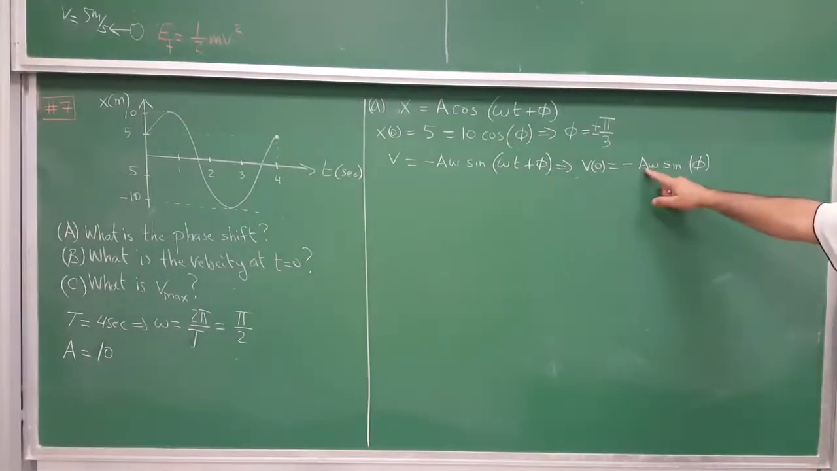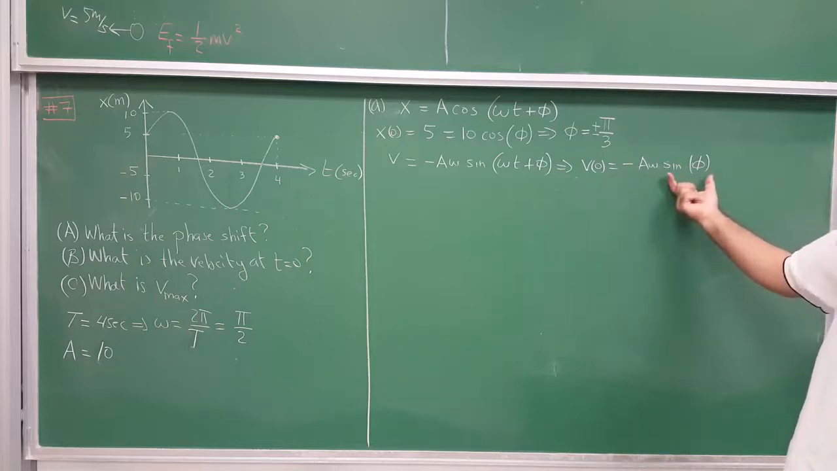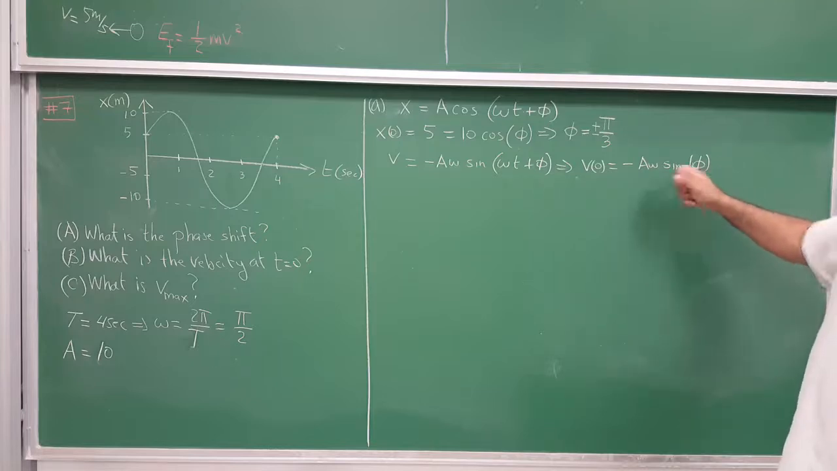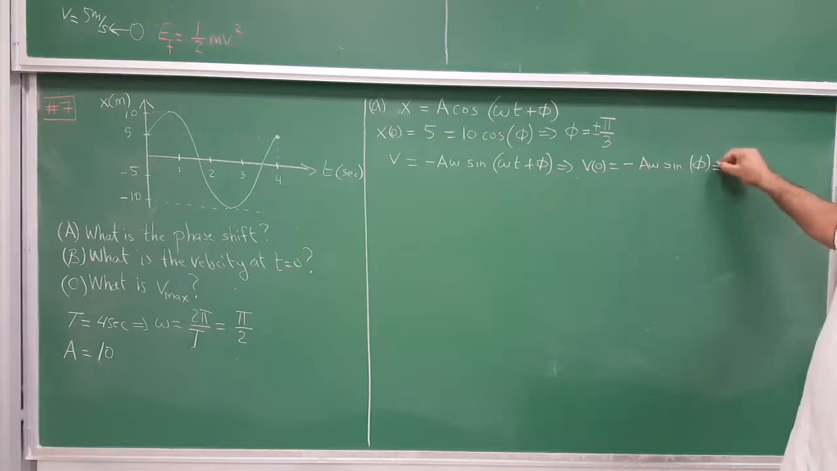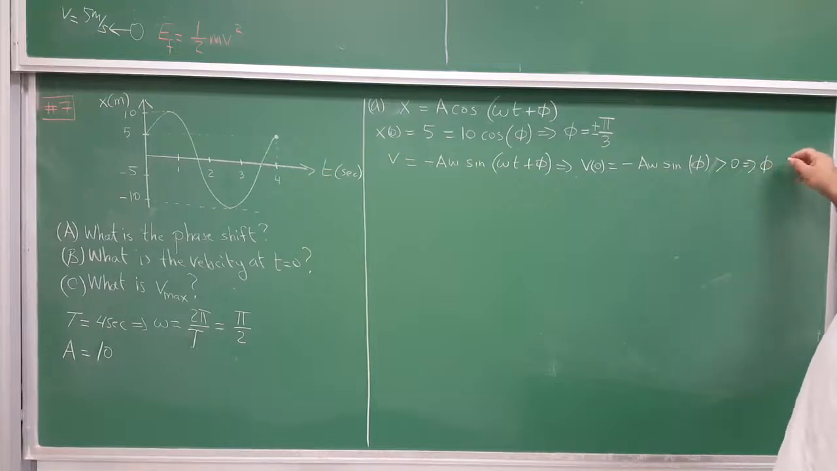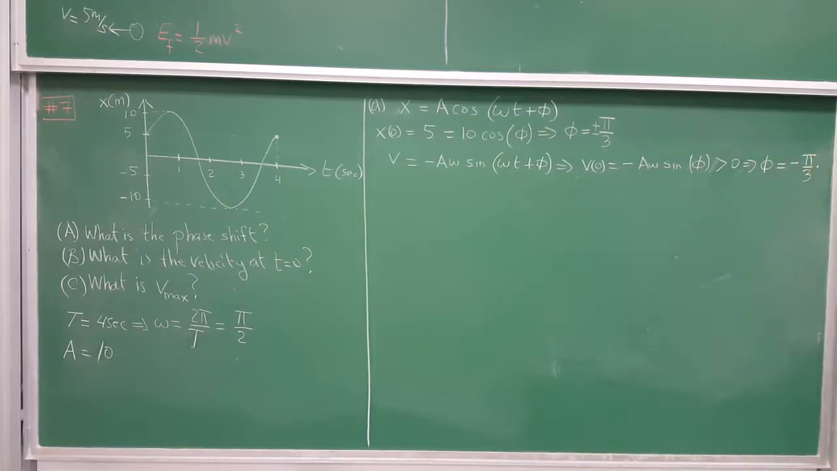Now, a is always positive. The amplitude is always a positive quantity. It's a magnitude. Omega is always positive. Now, I want the velocity to be positive. I have a negative sign here, so I have to make this negative. Now, the sine of negative pi over 3 will be negative radical 3 over 2. It's a negative number. So negative times negative will be positive. Therefore, it needs to be larger than 0. That means phi will be a negative number. That means phi will be negative pi over 3. I hope you see why that's the case.